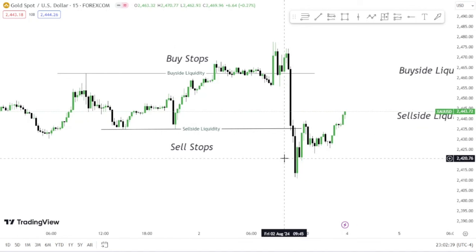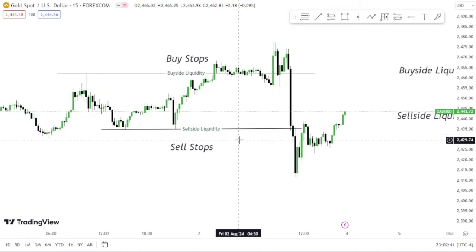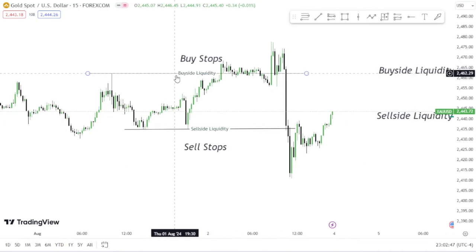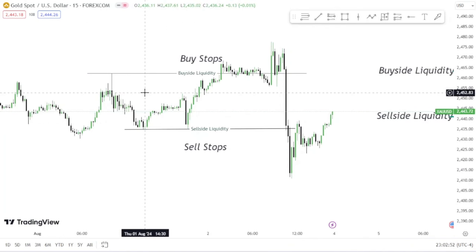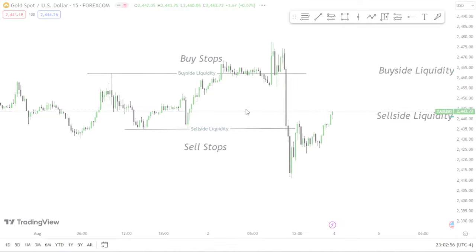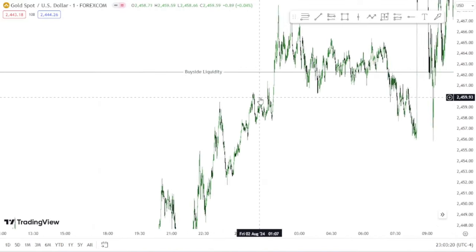Before using this concept in your trading, you have to understand top down analysis. Now you know something about buy side and sell side liquidity. Like if I am using the 15-minute time frame for marking buy side and sell side liquidity, I will move down to 1 minute. Market took this liquidity, this level.